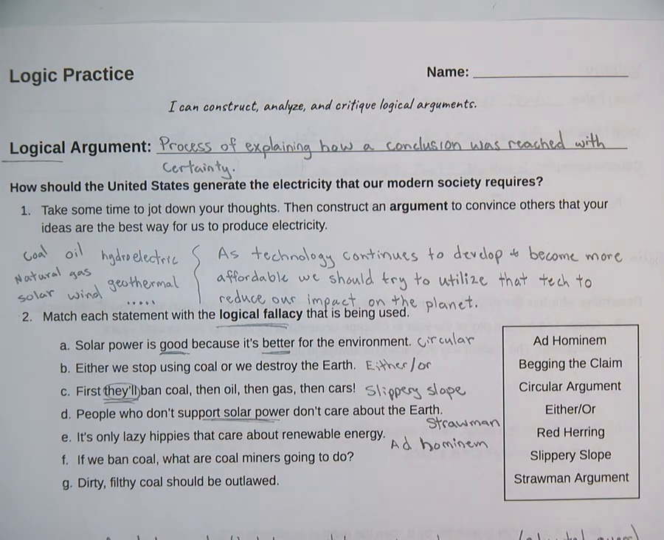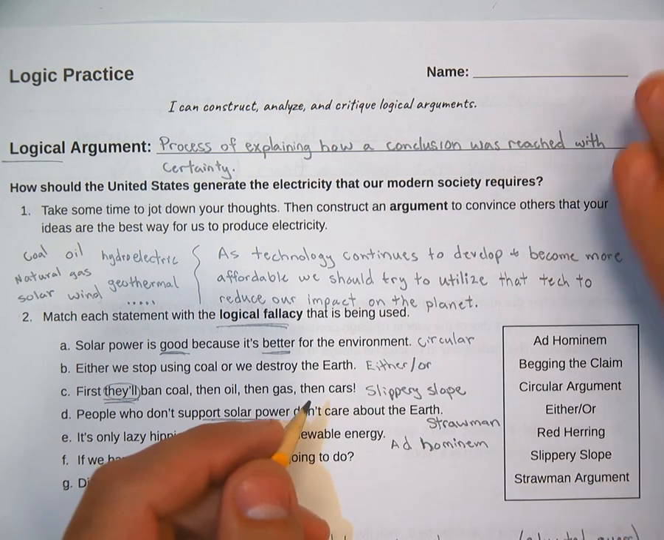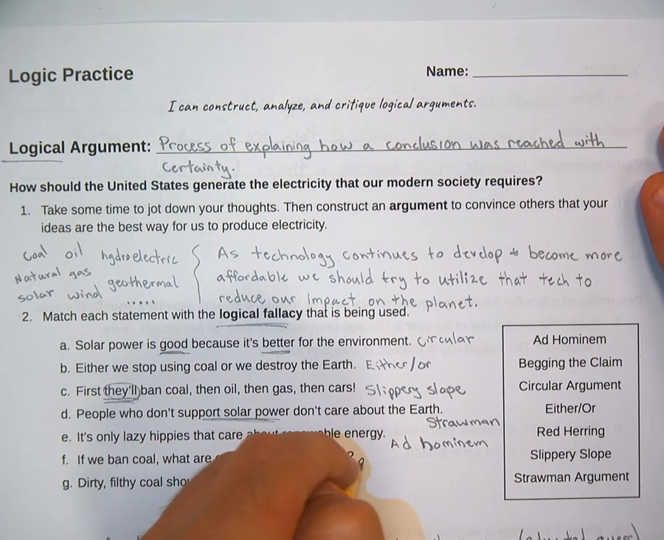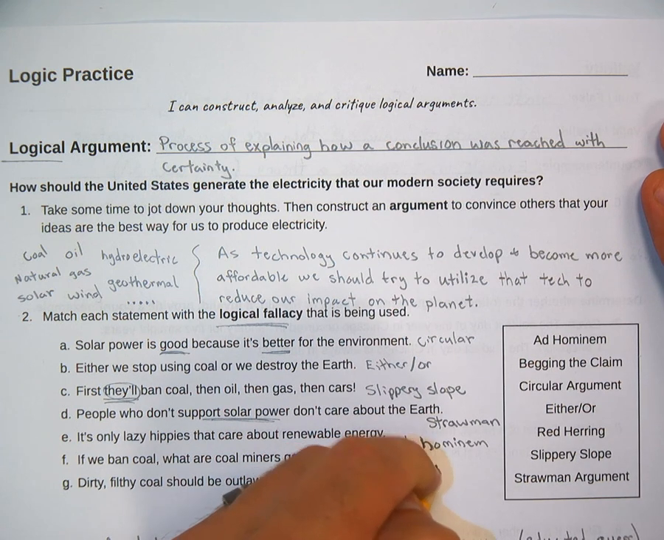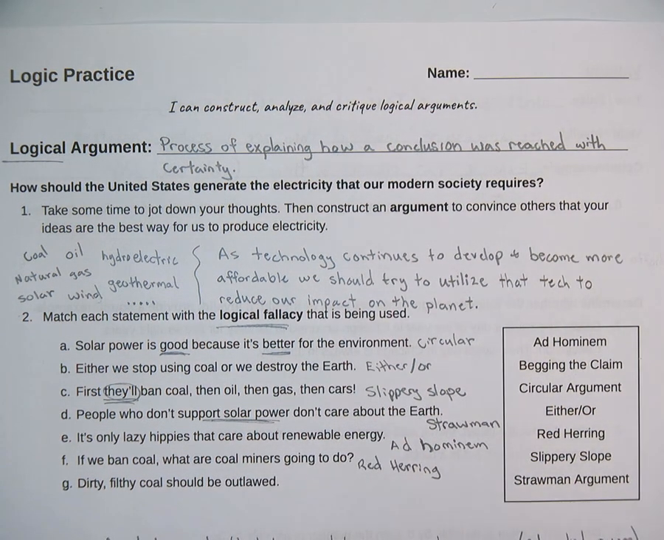All right, so if we ban coal, what are coal miners going to do? Now, this one's actually really interesting. So this is called the red herring fallacy. And it comes from literature. So a red herring in a novel or in any kind of story is where they put forth a character or an event or something that is meant to purposefully distract you. So like, this guy clearly is the murderer, but it's not really him. It's just there to make you think that it is, and then give you a twist, right?